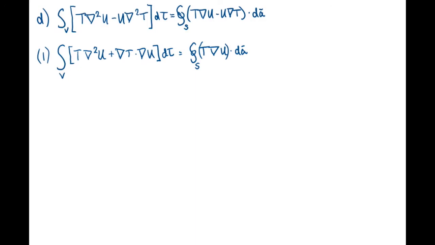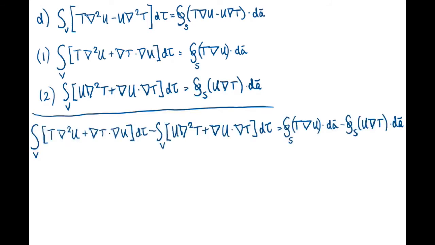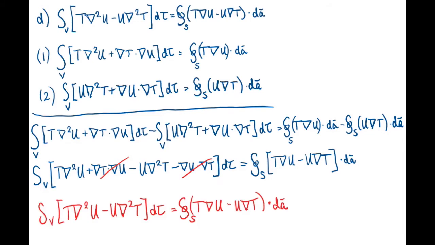and then by finding the same result, but with t and u reversed, which is fine because they are both scalar functions. Then we'll subtract equation 2 from equation 1, which gives us this messy looking thing. Because the two terms on the left are integrated over the same region, we can combine them together. And the same is true for the two terms on the right. Now the dot product is commutative, so these two terms are equivalent and cancel, which gives us the result we were trying to prove.